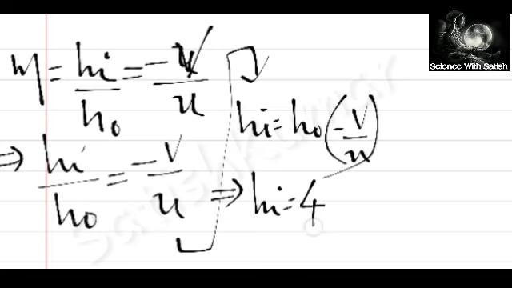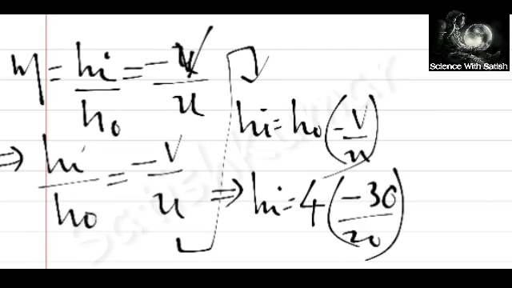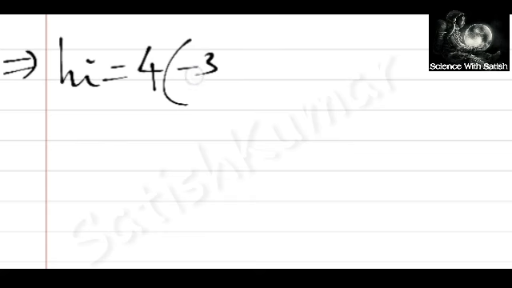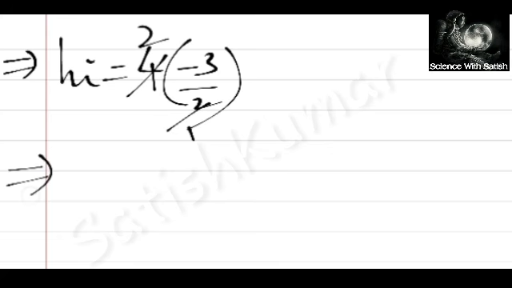The height of the object is 4, it is given, and the image distance is 30 and the object distance is 20. So 10 2s are 20, 10 3s are 30. Next, HI equals 4 into minus 3 by 2. So 2 1s are 2, 2 2s are 4, HI equals minus 6 centimeters.